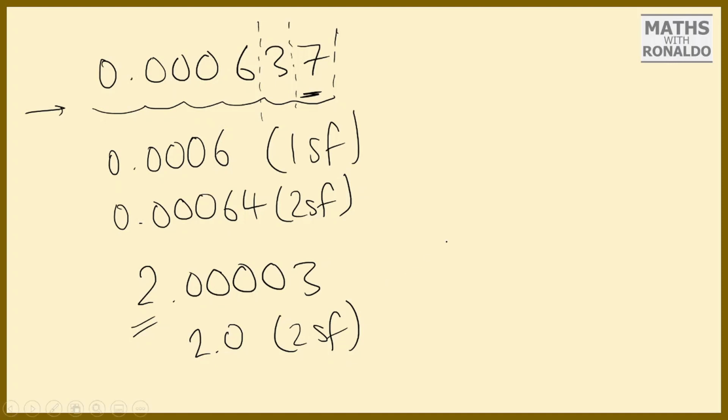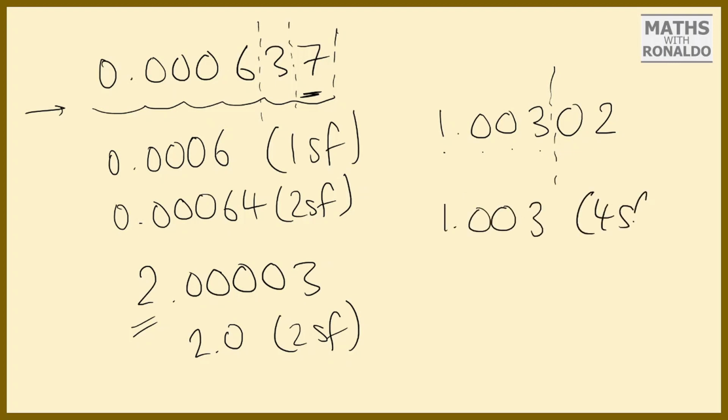Now finally we have some cases where we have, say, 1.00302. If we were to round to 4 significant figures, well, we look at 1, 2, 3, 4. 1 is the first significant figure, so 1, 2, 3, 4, and we put our imaginary line here. And we have a 0, so we round down, so 1.003 to 4 significant figures.